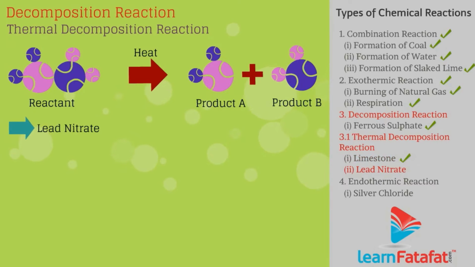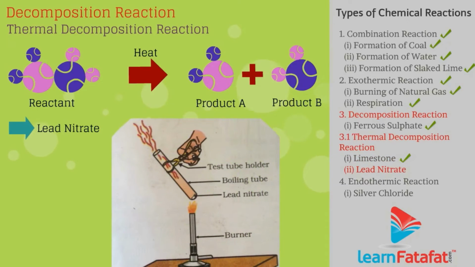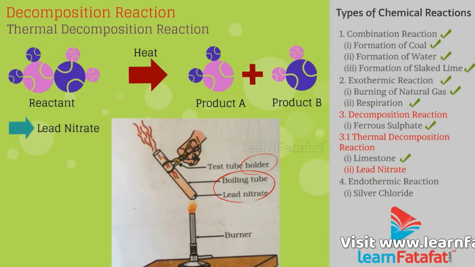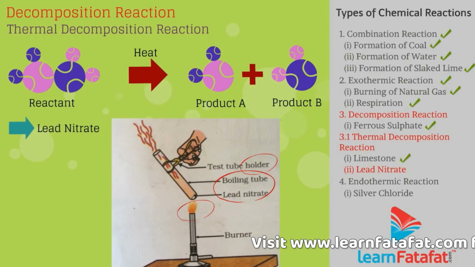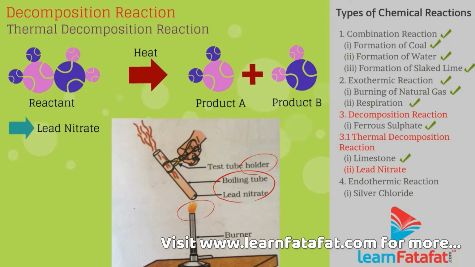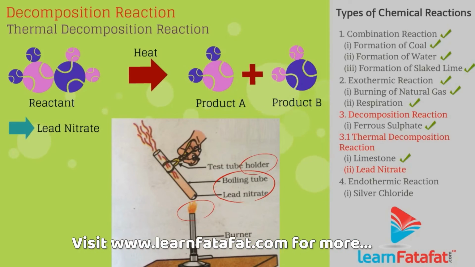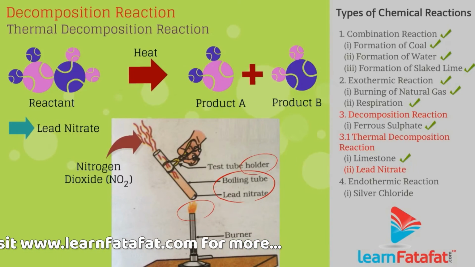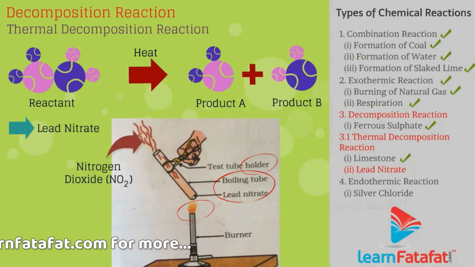Take 2 gram lead nitrate powder in a boiling tube. Hold the boiling tube with a pair of tongs and heat it over the flame. The emission of brown fumes of nitrogen dioxide, NO2, takes place.